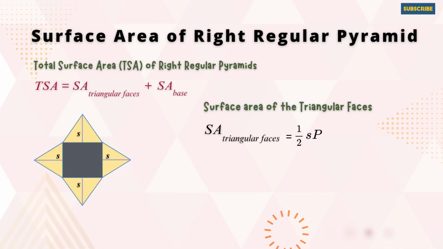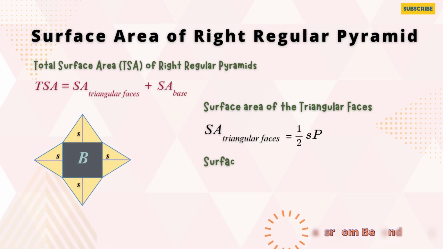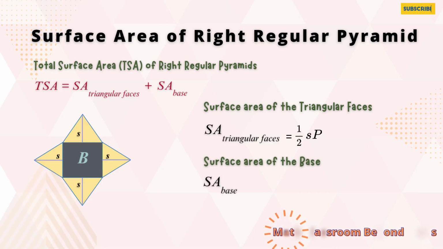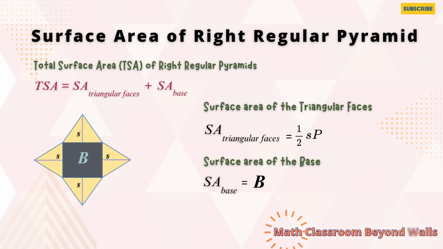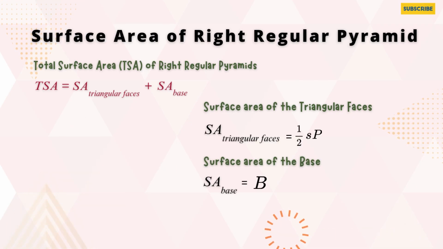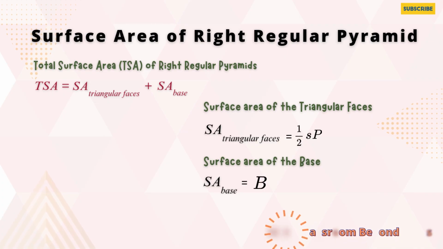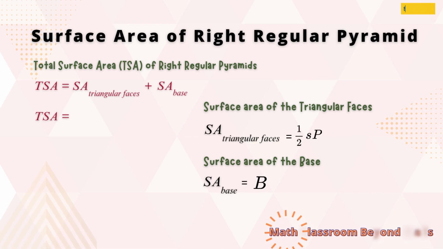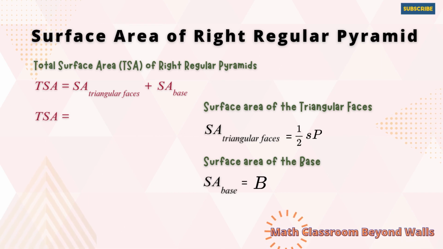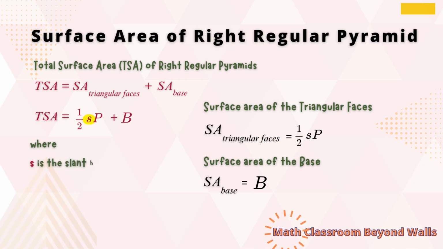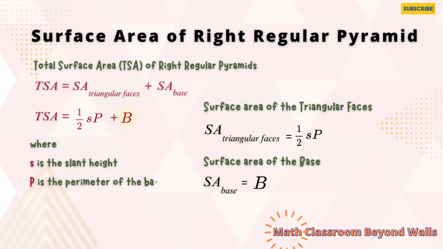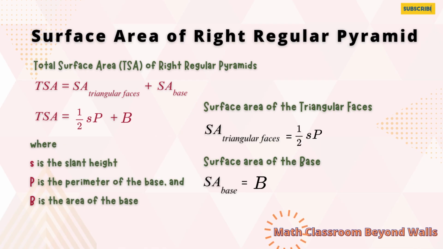For the area of the base, let us use variable B. Thus, its surface area is: surface area of the base equals B. Plugging in the expression we got for the surface area of the triangular faces and the surface area of the base, we now have the total surface area of a right rectangular pyramid, which is 1/2 S times P plus B, where S is the slant height, P is the perimeter of the base, and B is the area of the base. There you are, learners. I hope you were able to follow.